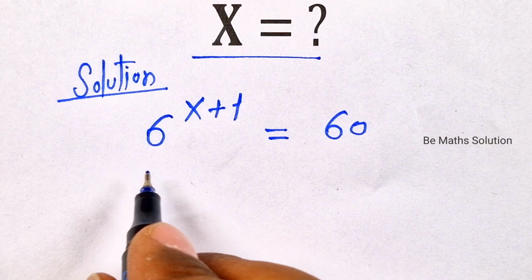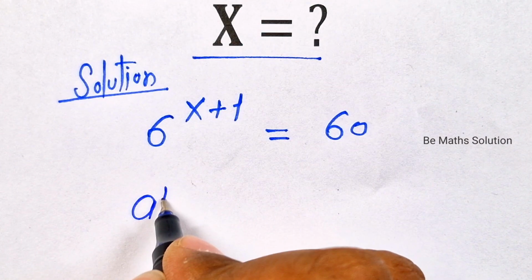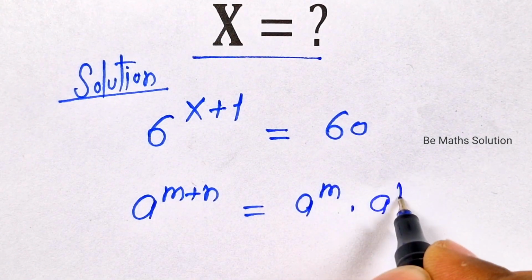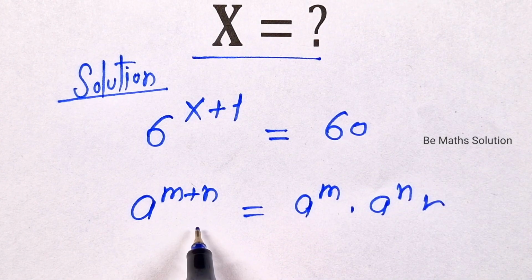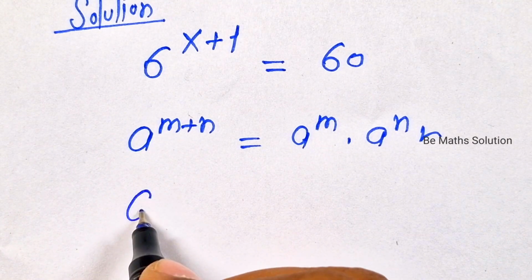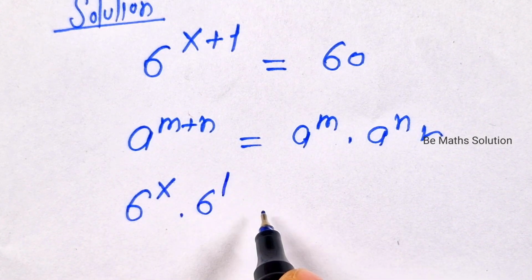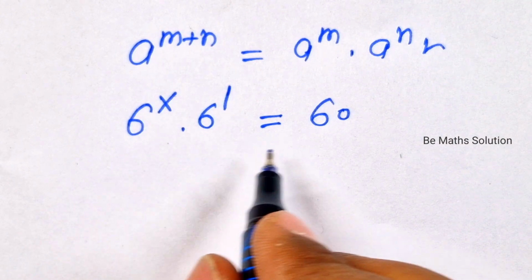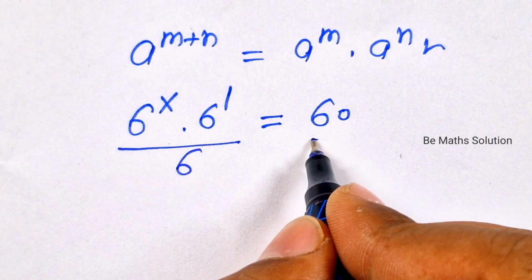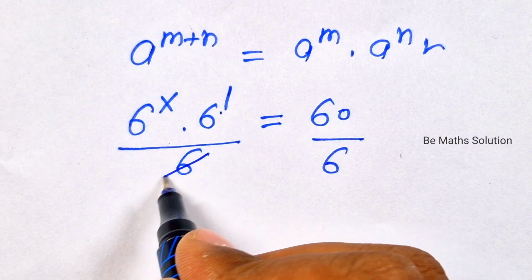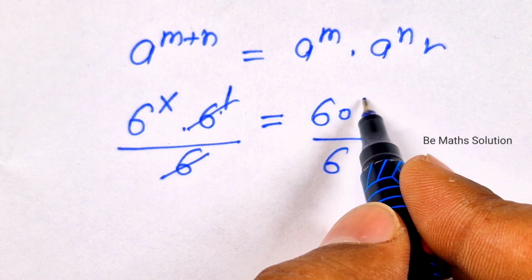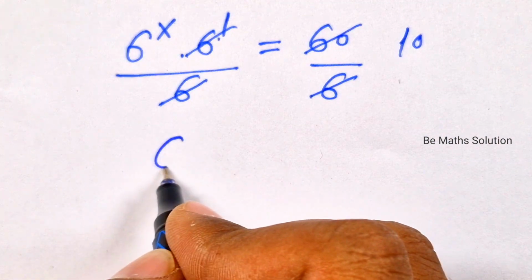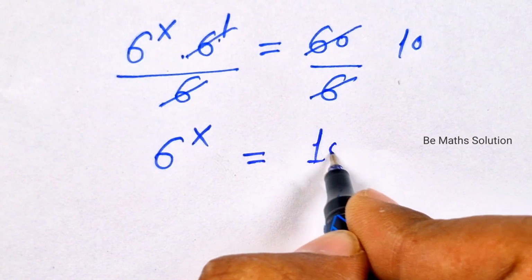Now in the first step, as we know, a raised to power m plus n is equal to a raised to power m into a raised to power n. So we will apply this formula here. So it will be 6 raised to power x into 6 to the power 1 is equal to 60. Then we divide by 6 on both sides. This 6 and this 6 are cancelled, and 60 divided by 6 is 10. So it will be 6 raised to power x is equal to 10.